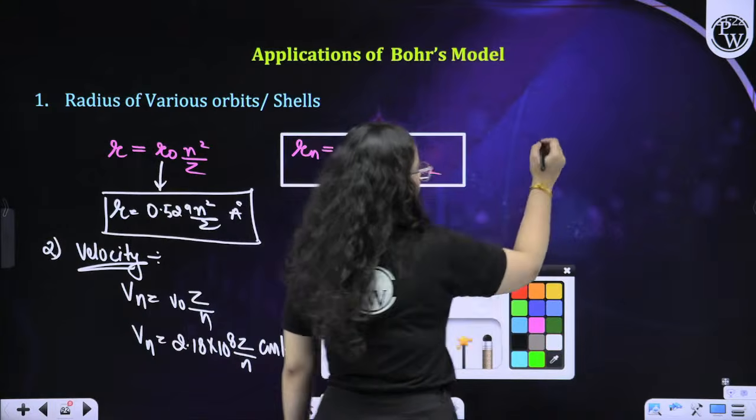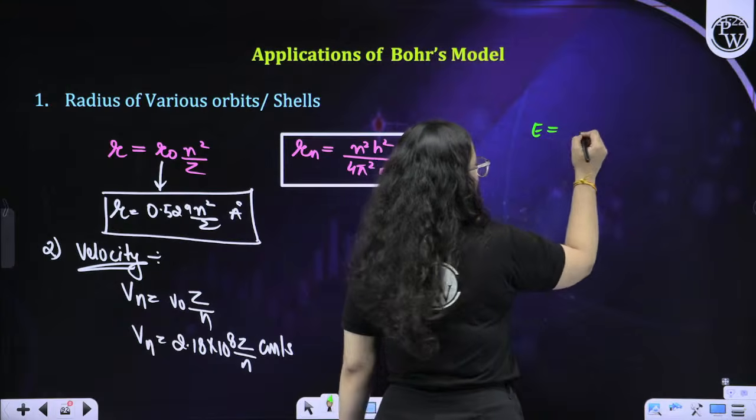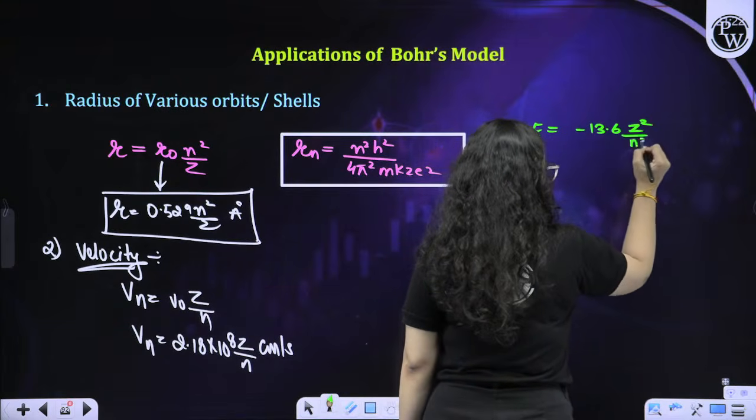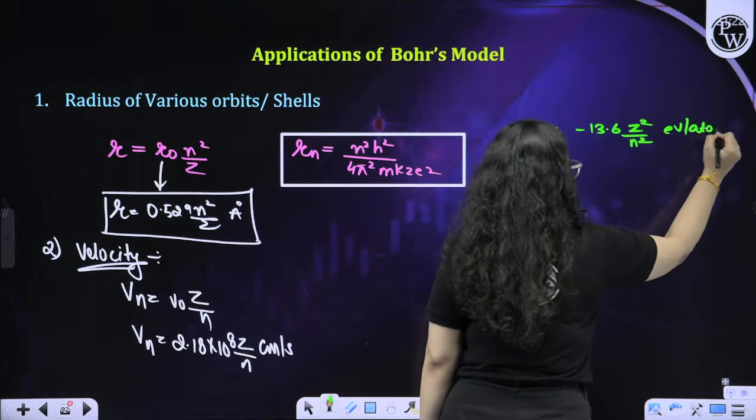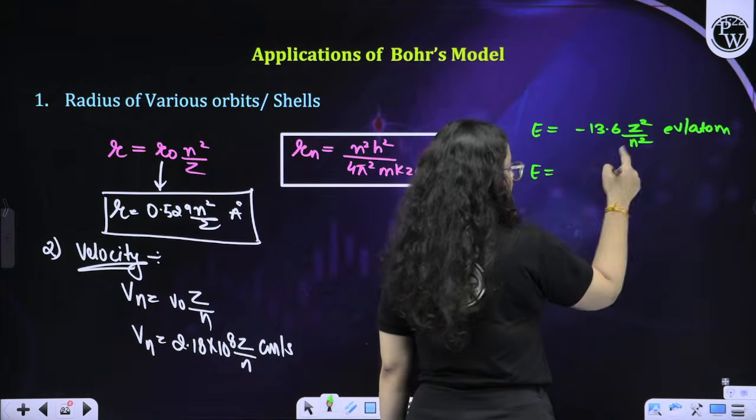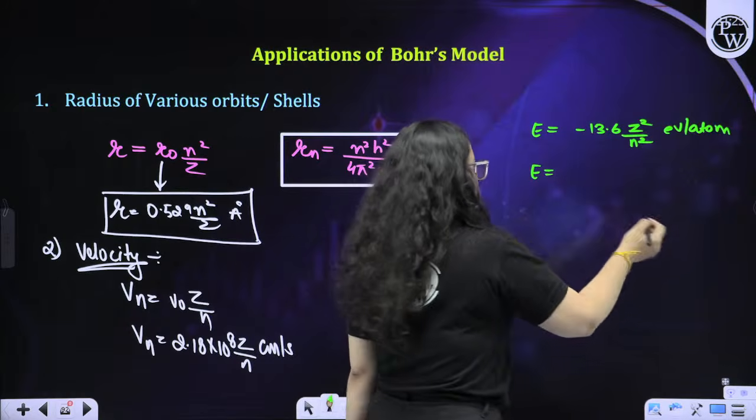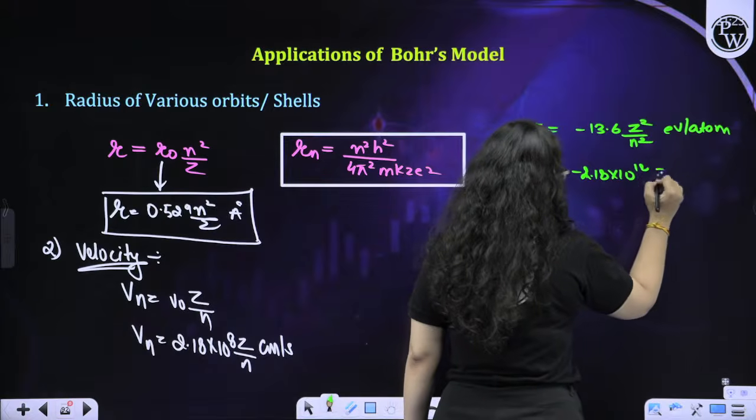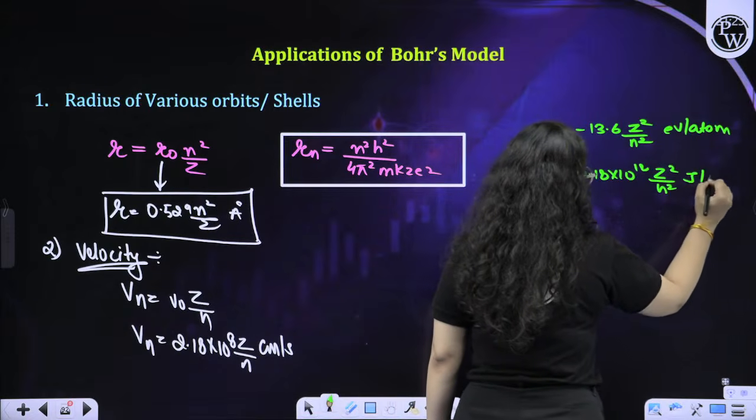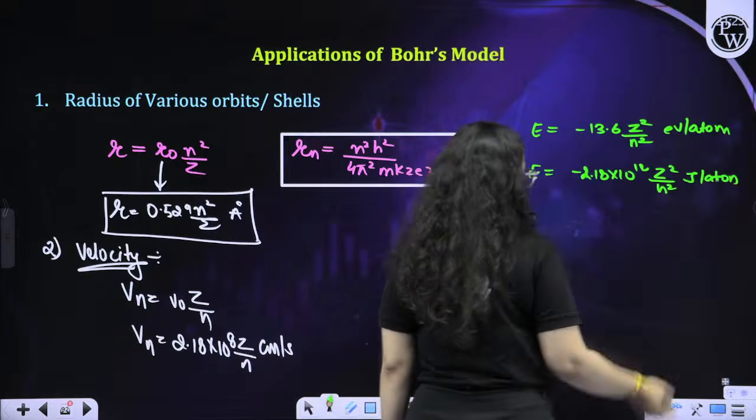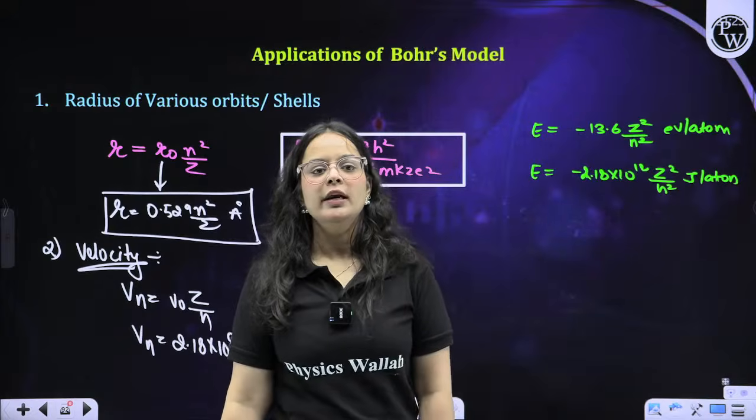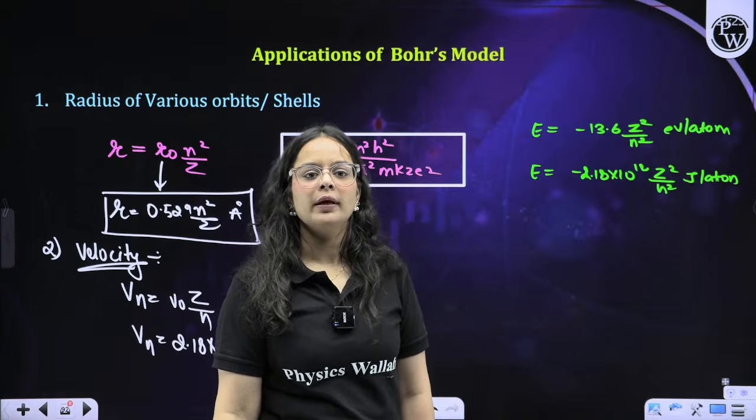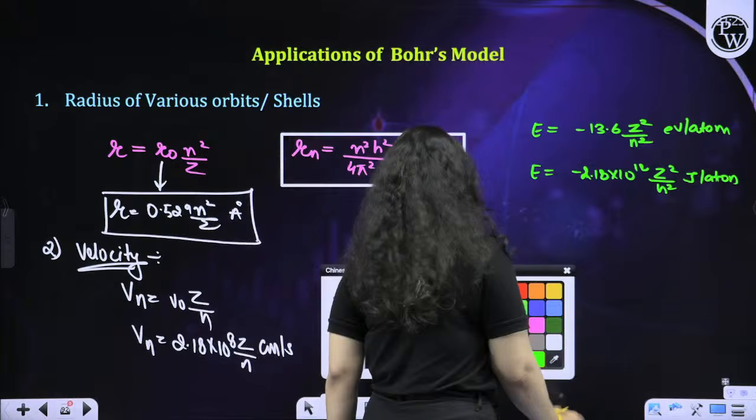Similarly, we can go with the energy formula. Energy is minus 13.6 Z square by n square electron volt per atom. You can take it in joules per atom as well. You should know the conversion of electron volt to joule: minus 2.18 into 10 raised to the power minus 18 Z square by n square joule per atom. So depending on the units you are taking, you can accordingly substitute the value. This is how the energy relation proceeds.